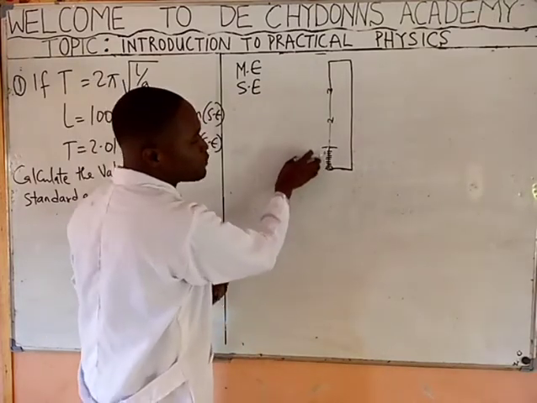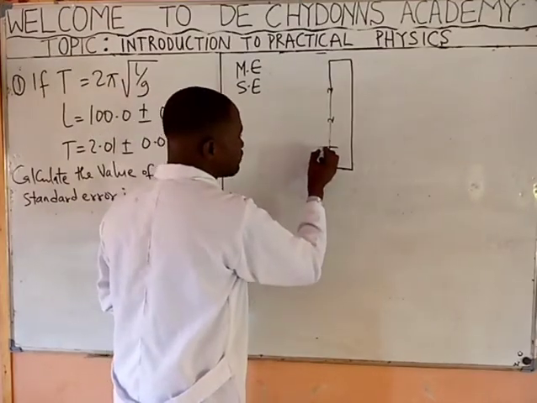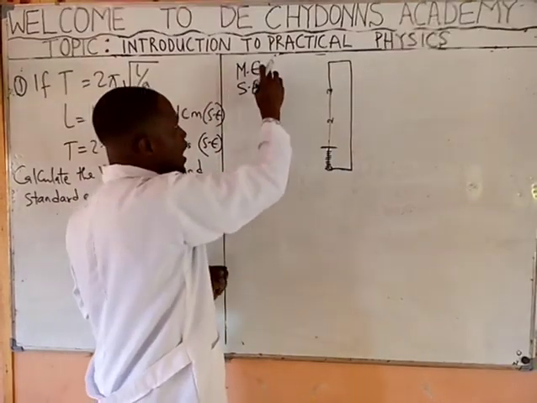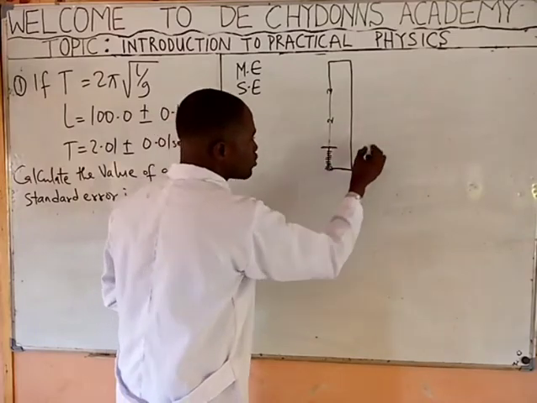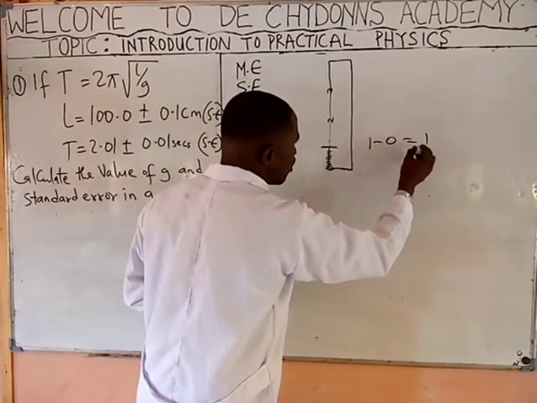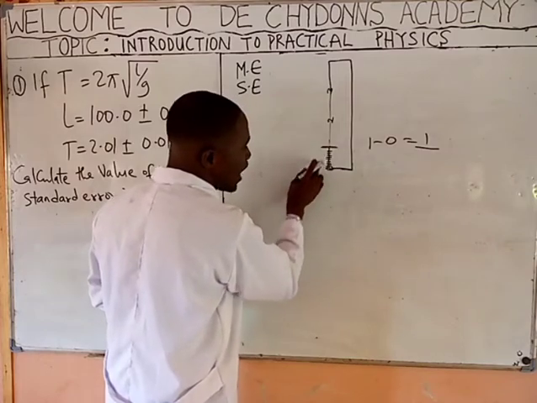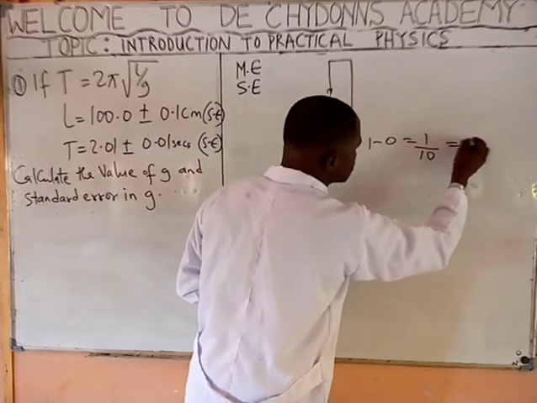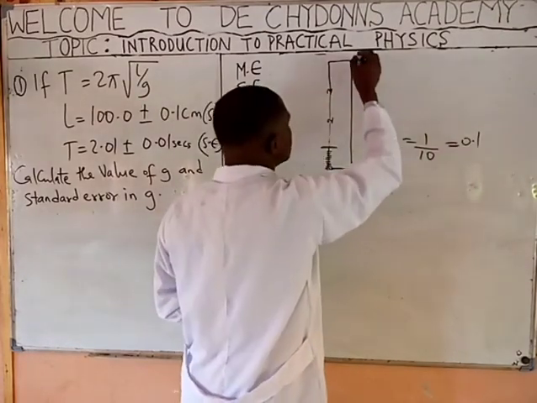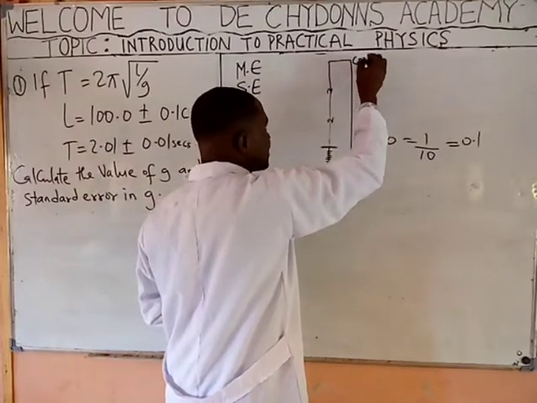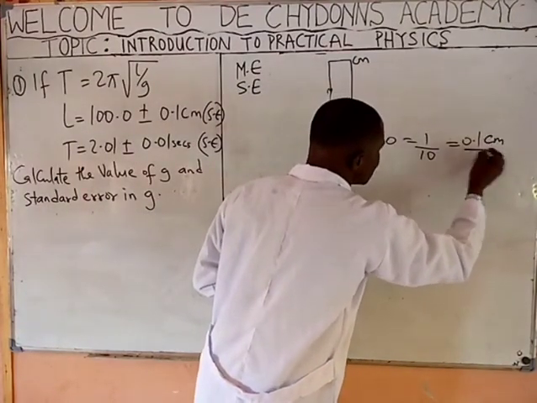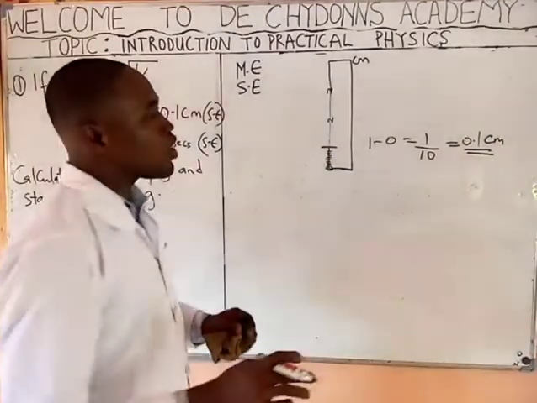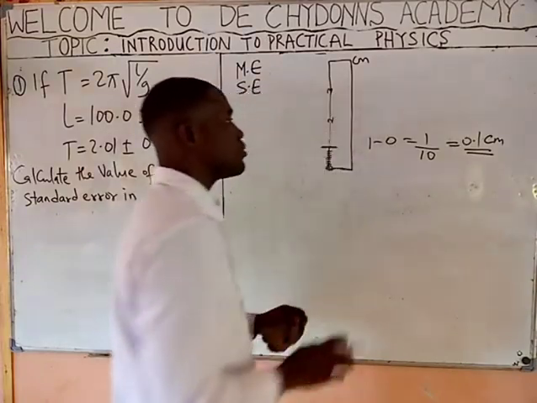Now, because we have 10 spaces between 0 and 1, and between 1 and 2, the maximum error simply means 1 minus 0, which gives you 1, all over how many small lines we have, which is 10. 1 over 10 equals 0.1. If the unit is centimeter, it will be 0.1 centimeter. This is the reading accuracy of this instrument, and it's also the maximum error of this instrument.